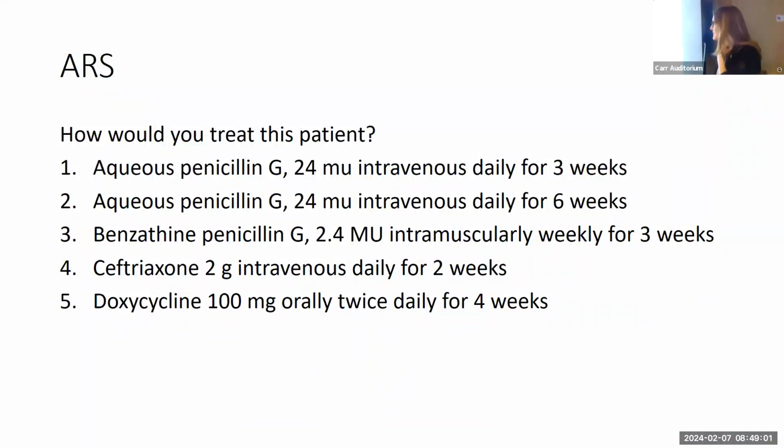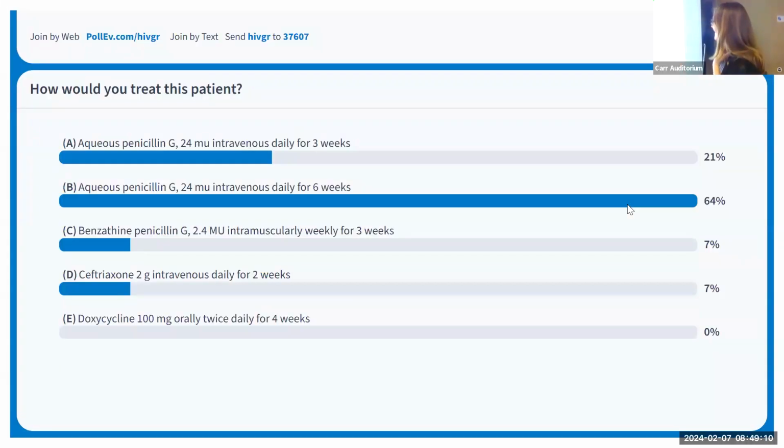All right, I'll just give people a few more seconds. Okay, people vote? Yeah, okay. All right, so people want to go with aqueous penicillin for 6 weeks, and some people wanted to do 3 weeks, and then there was a smattering of everything else.